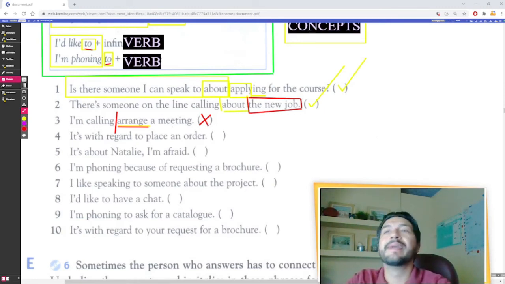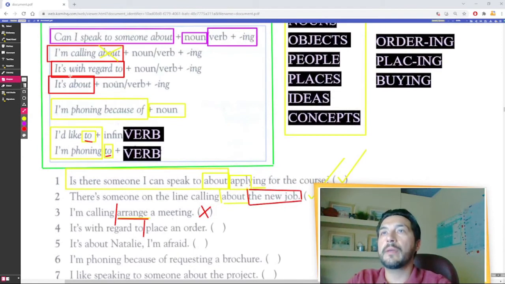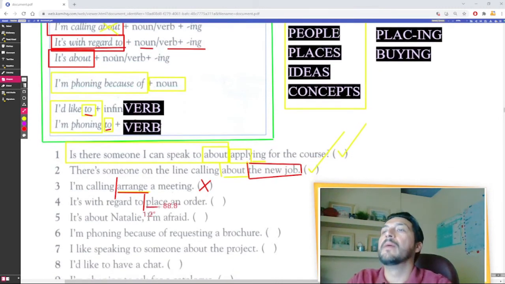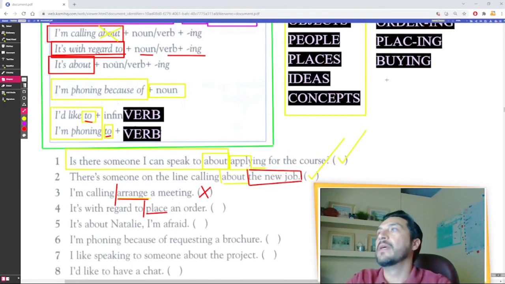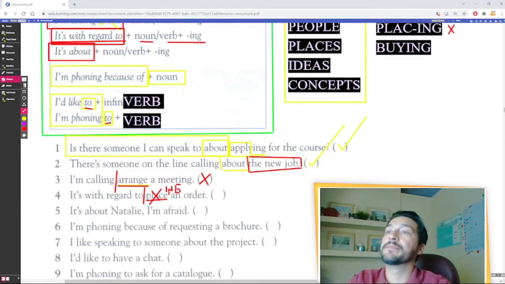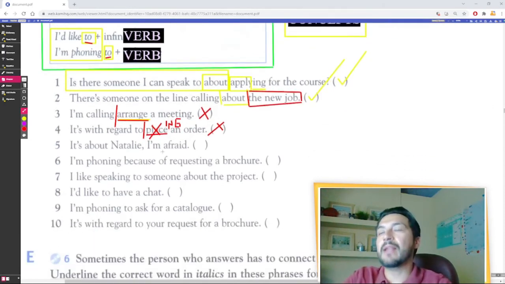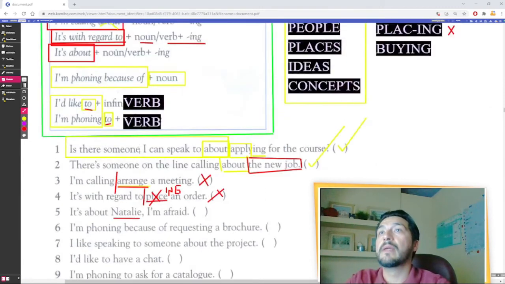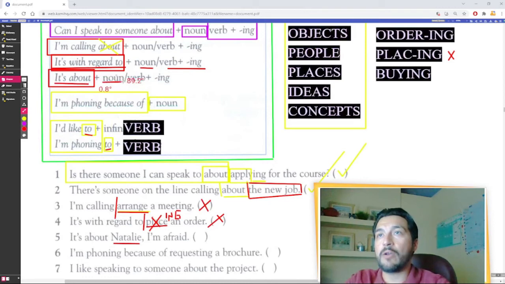So it's incorrect. Number four, it's with regard to, noun or verb with ing. We need a noun or a verb with ing. Place an order, place. Incorrect, we need placing. We need ing right here. Or a noun. And place is a verb. So this is incorrect. It's about Natalie, I'm afraid. Natalie is a person. It's about noun. That's okay. People are nouns. So this one is fine.